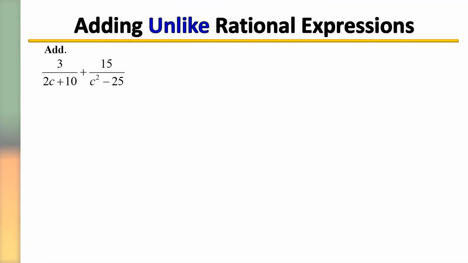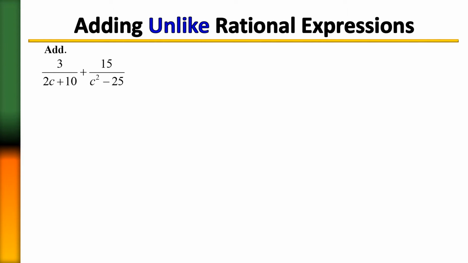In this example, we're asked to add unlike rational expressions. So note here that yes, the denominators are different, so we're going to have to rewrite the expression. We'll first find the LCD and then rewrite equivalent fractions so that we are able to add them.